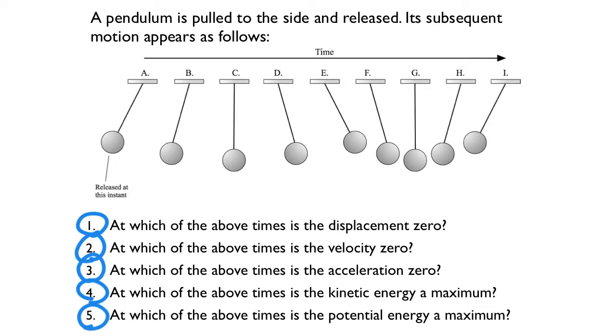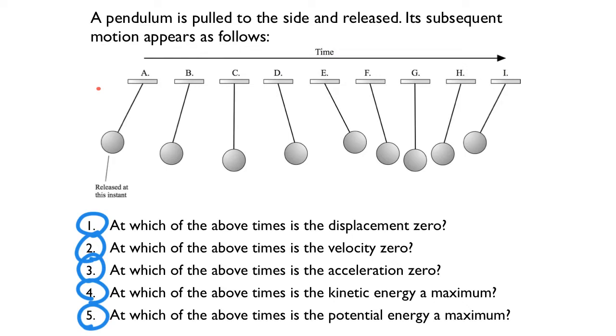Well, the first question asks, when is the displacement 0? The displacement is 0 at the equilibrium position. That is case C and G. When is the velocity 0? The velocity is 0 at the points where the motion is reversing. So at A and E and I, the pendulum has gone as far as it's going to go to the side, and the velocity is 0, and then it's going to immediately switch direction.